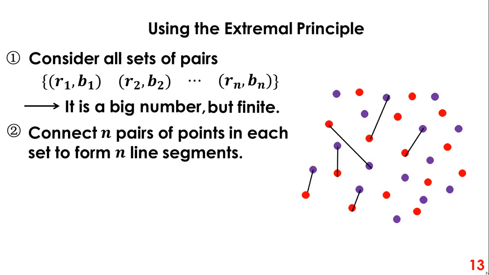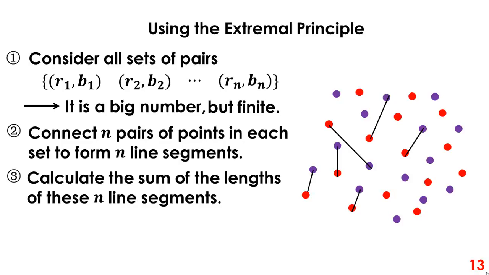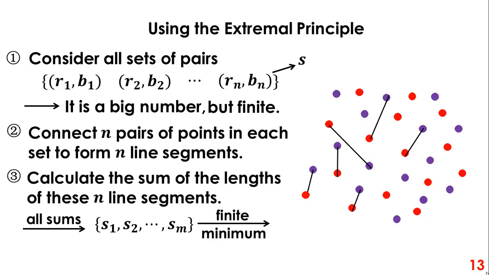That's obvious, just connect them. Then we calculate the sum of the lengths of these n line segments. So there is a real number as the sum, which we denote by S. Let's list all the sums: S1, S2 through Sn, all the possible sums we can find. That's a finite number, not infinite. Since that's a finite set, we can apply the extremal principle, so we can get a minimum Sk.